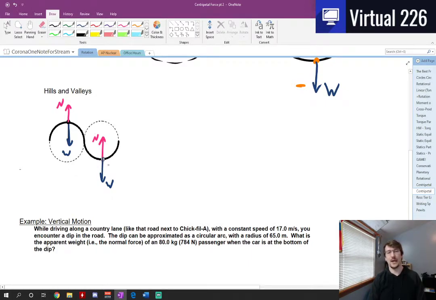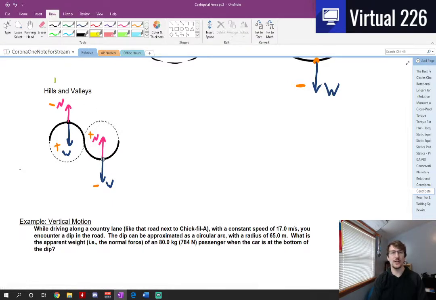So this kind of scenario here, while they might look similar, up, up, down, down for the normal and weights respectively, here the normal's negative, the weight's positive. On the other one, the normal's positive and the weight is negative. So it's a very similar idea, but keeping track of those plus and minus signs is important for what we're about to do.